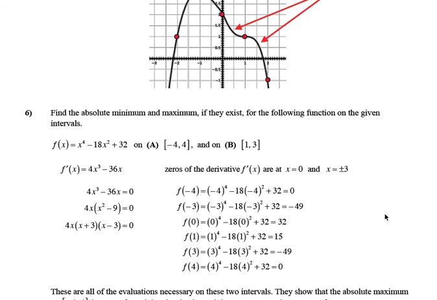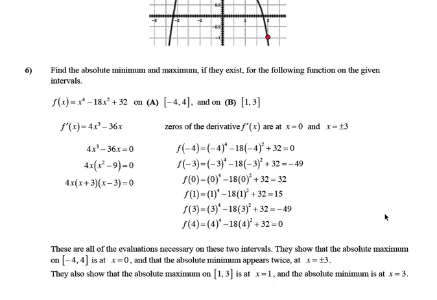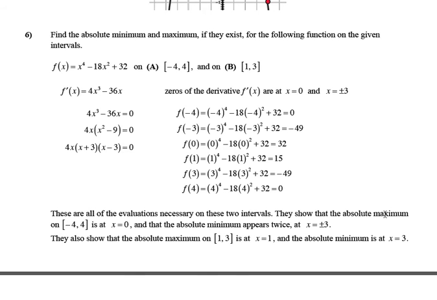Now, question 6 asks us to find the absolute minimum and maximum on these intervals. On your exam, you'll only have one interval. I won't give you two. There will only be one, and you won't have as many points to evaluate. There will only be 4, I think.